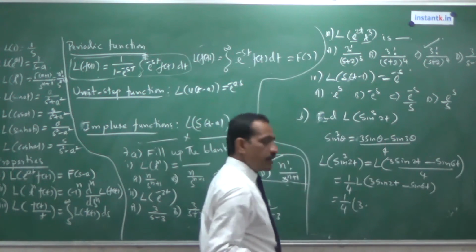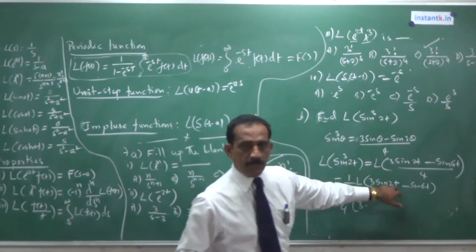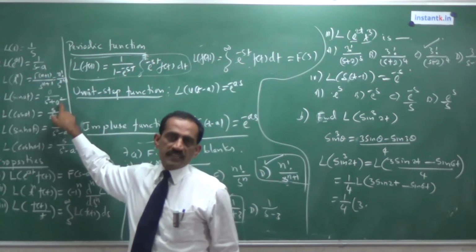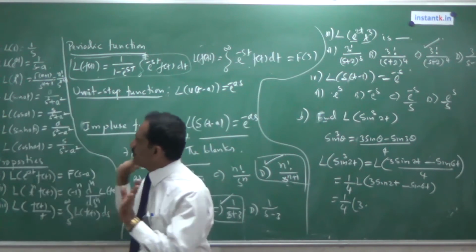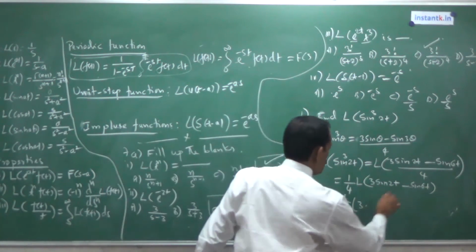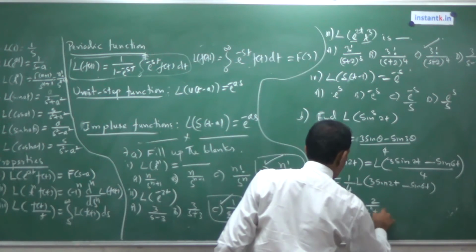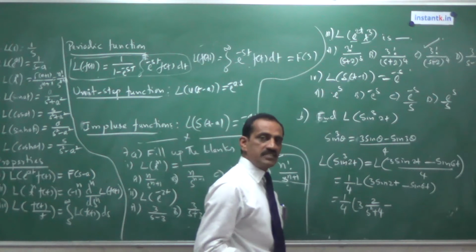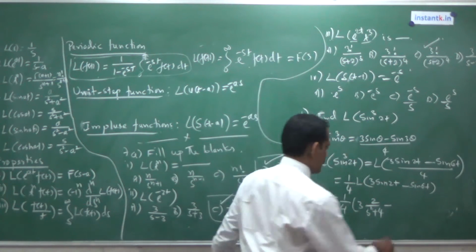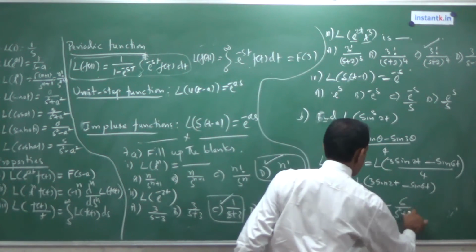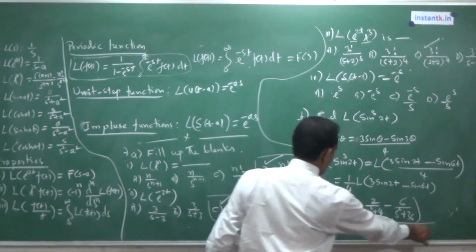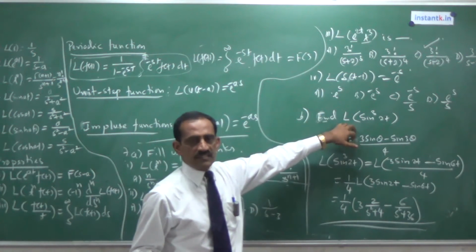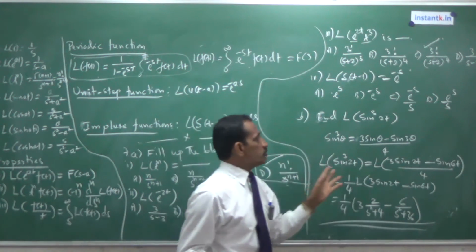3 into, what is the Laplace transform of sine at? Laplace transform of sine at is a by s square plus a square. So this result only you have to remember. So this is 2 by s square plus 2 square, which is 4, minus. What is the Laplace of sine at? For sine 6t, a is 6, so 6 by s square plus 6 square, which is 36. That's all for 4 marks. This question is asked.